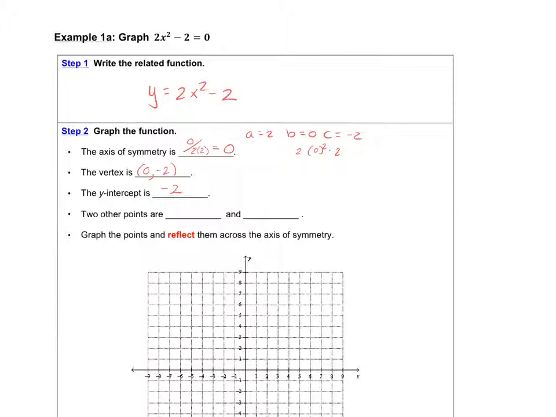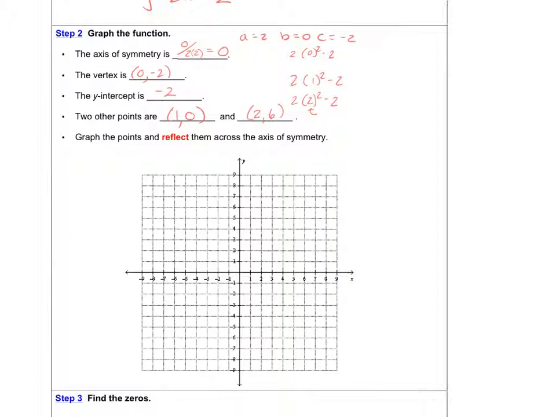And for my other 2 points, I could pick 1 and 2. So when I plug in 1, I get 2 times 1 squared minus 2. PEMDAS, 1 squared is 1, times 2 is 2, minus 2 is 0. We'll do that with 2. 2 times 2 squared minus 2. PEMDAS, we do that 2 squared first. 2 squared is 4, times 2 is 8, minus 2 is 6. And we know that this graph is going to open up since a is positive.